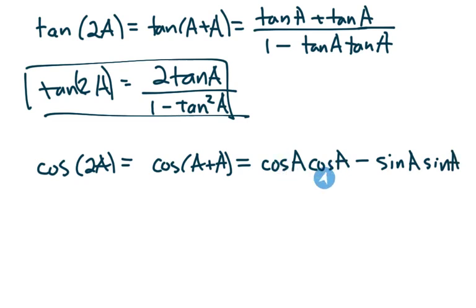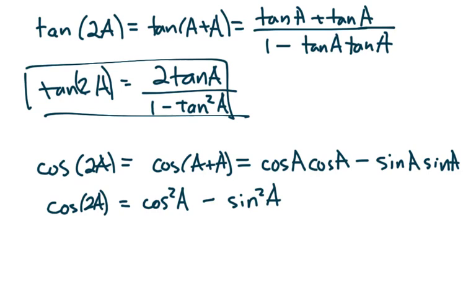But because these are the same, something times itself means squared. So this is cosine of A, parentheses squared, or cosine squared A, minus sine squared A. This is the cosine double angle formula.